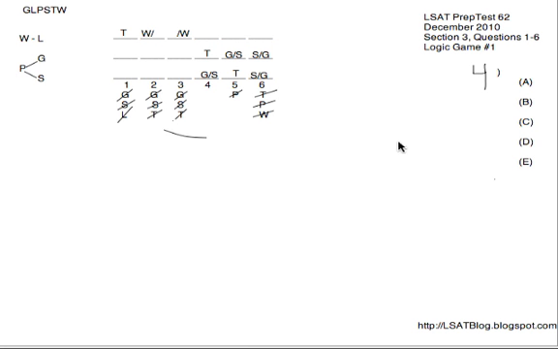Now you see that choice E has only one of G or S, not both, so that's our answer for number 4, and then of course A through D all do have both G and S listed. So E is our answer for number 4.